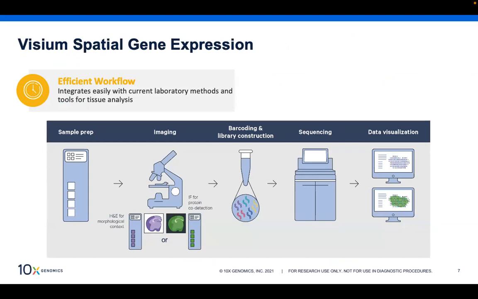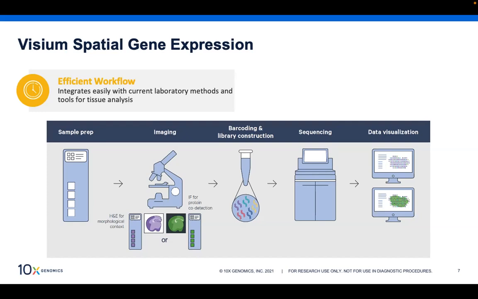Workflow is pretty straightforward and it's unique in the way that it's integrated in labs. It essentially starts with scoring down blocks to the size to fit in these 6.5 by 6.5 capture areas. Downstream of that, you have a staining option of either H&E stain or immunofluorescent stain. Then you grab a high quality image there. Downstream of that, you complete some barcoding, some bench work, construct your library, and then submit that for sequencing.